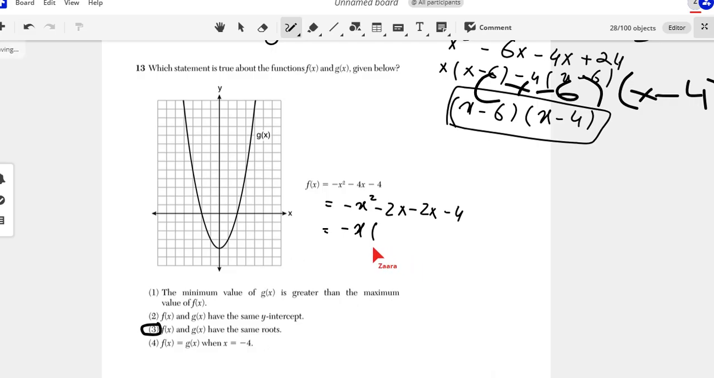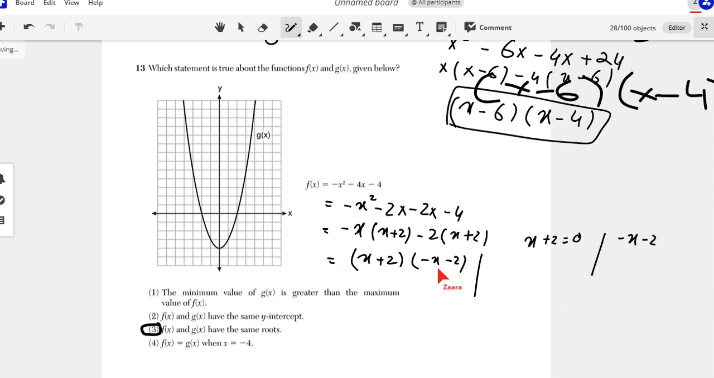I will have x plus 2, and if I take negative 2 outside, I will get x plus 2. So we will get x plus 2 and negative x minus 2. And when we put them equal to 0, we will get negative x minus 4 equals 0. So from this we will get x equals negative 2, and from this, just take negative x to the other side, you will get negative 2 equals x.